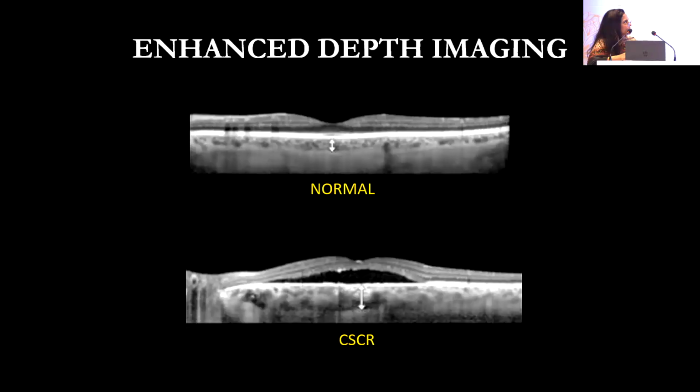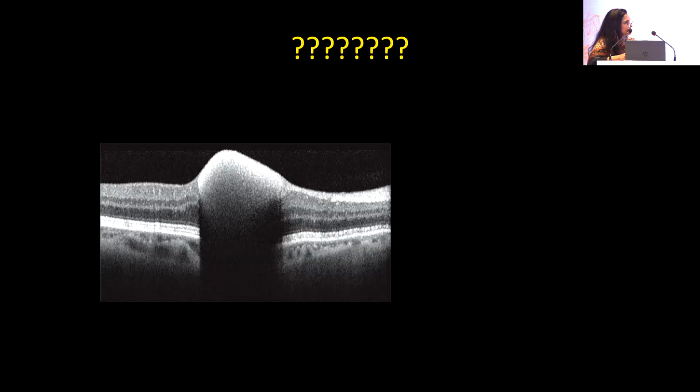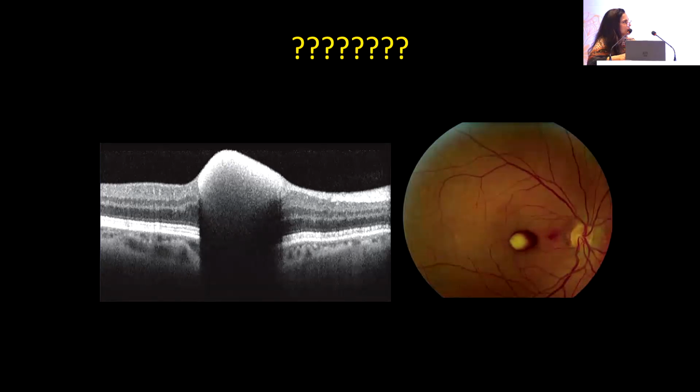Pigment epithelial detachment I've already talked about. So enhanced depth imaging is now available in a lot of OCTs where you can see the choroidal layers more clearly, especially in pachychoroid diseases like CSCR. You see that the choroid is much more thickened. Now for the audience, what is this? This is something causing shadowing behind. Any guesses? So this is a large pre-retinal hemorrhage, and you see this is the shadowing of the layers behind.